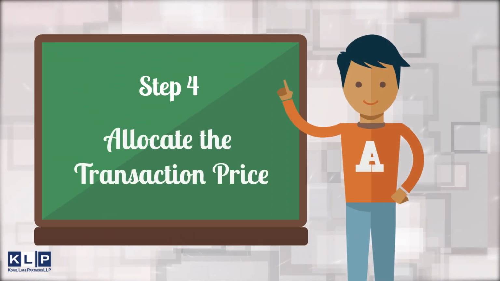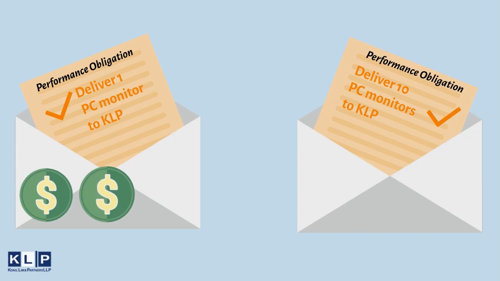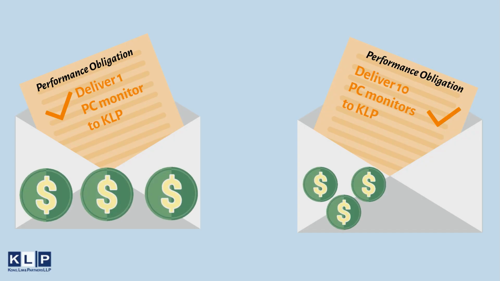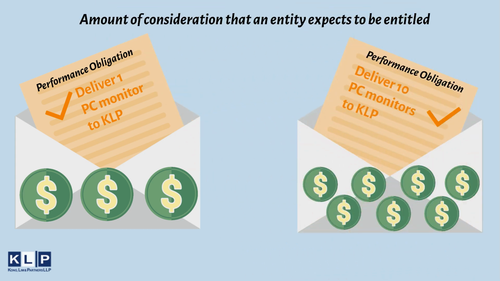Next is step number 4. Allocate the transaction price. The main objective is to allocate the transaction price to each performance obligation that depicts the amount of consideration to which the entity expects to be entitled in exchange for transferring the goods or services to the customer. So, how do we meet this objective?